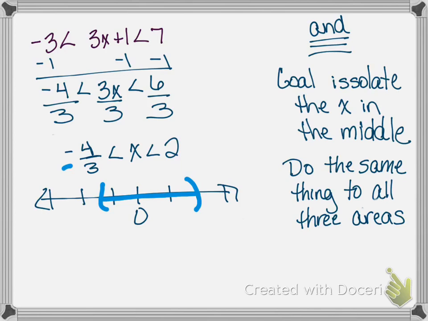Your answer is what is in between these 2 numbers. And this right here, anytime you see it written like this, it always means and. Always. So my final answer here, written in interval notation, is negative 4/3, 2.